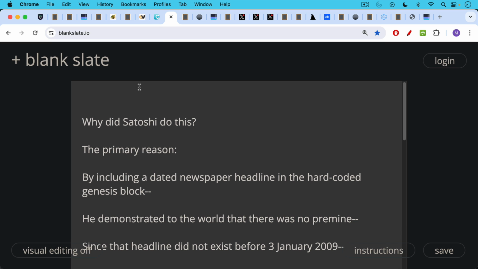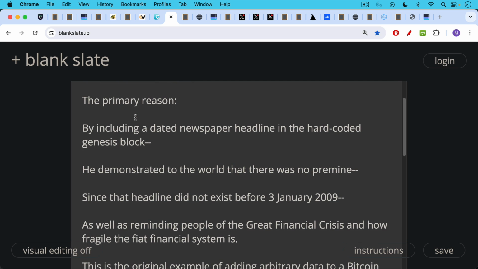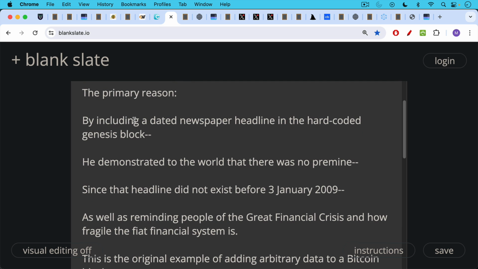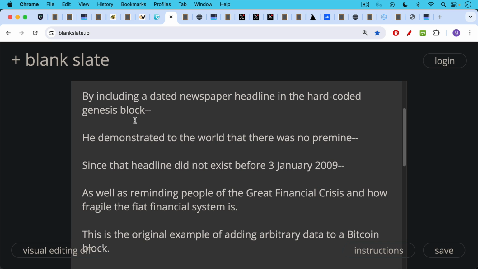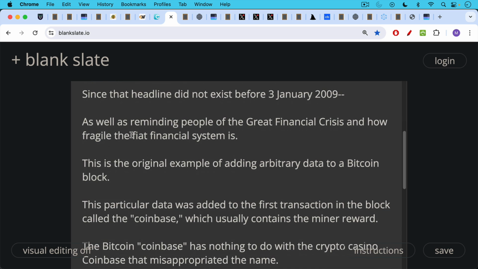Now, why did Satoshi do this? The primary reason, by including a dated newspaper headline in the hard-coded Genesis block, he was able to demonstrate to the world that there was no pre-mine in Bitcoin, since that headline could not have existed before the 3rd of January 2009, and hence that block could not have existed. This embedding of arbitrary data here also helped to remind people of the great financial crisis and how fragile the fiat financial system is. So this is really the original example of adding arbitrary data to a Bitcoin block.